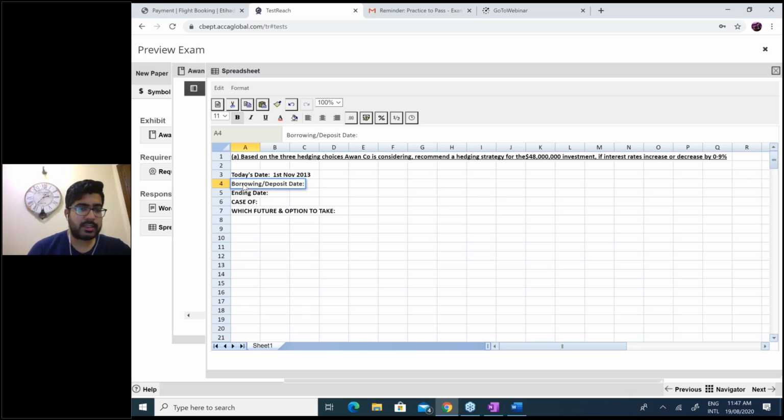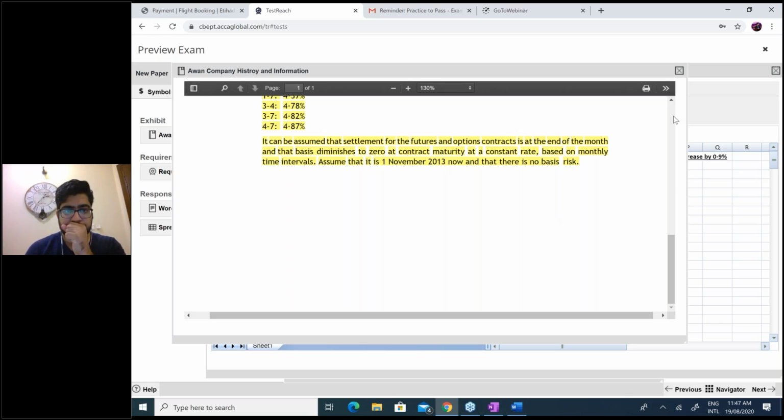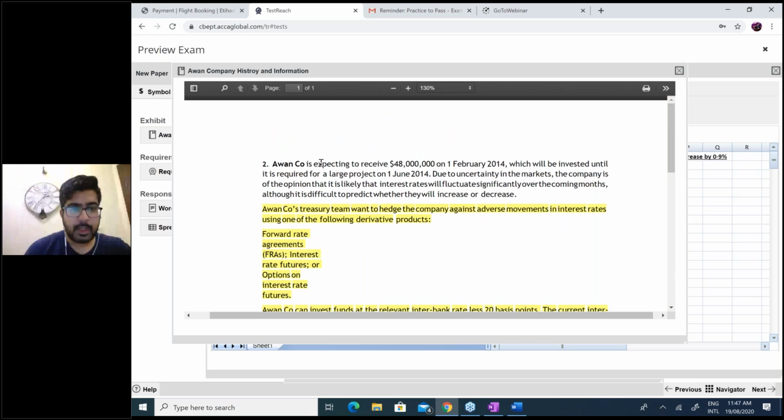Borrowing or deposit date, that is also given in the question. Go back to the question. Avan is expecting to receive 48 million on 1st Feb 2014, which will be invested. Invested means deposited. So when are you planning to invest or deposit? 1st Feb 14.